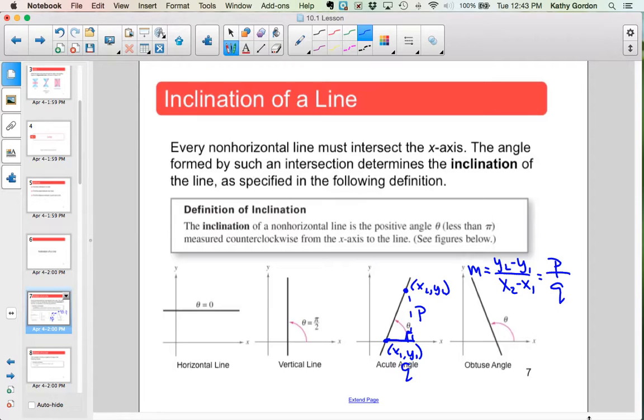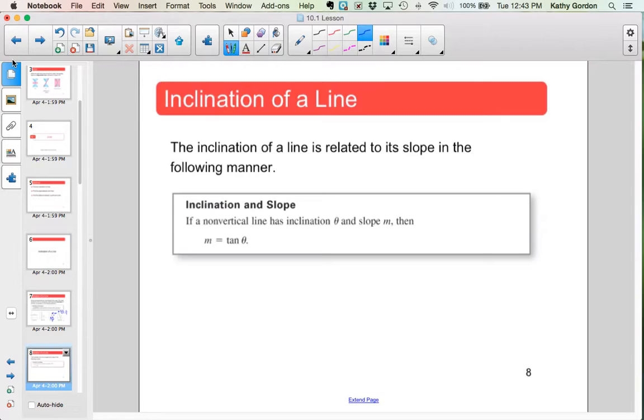What else does p over q represent? Tangent of theta. Because now in triangle speak, that angle means that's opposite and that's adjacent. Okay? So, we can use that. We can use the equation that the slope of my line is really just the same thing as the tangent of whatever that theta value is.